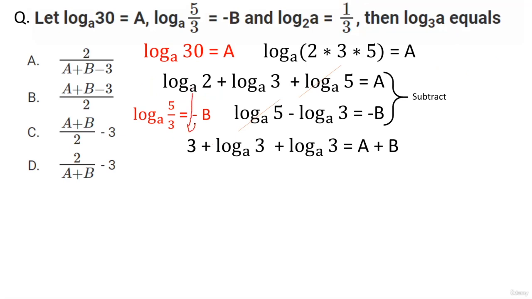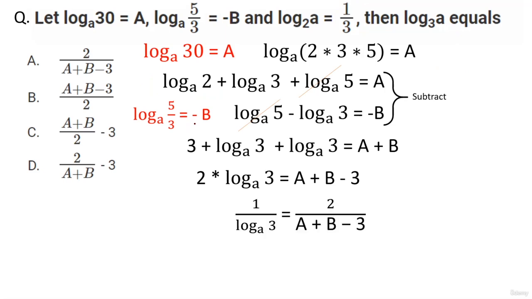So this will become 3 plus log 3 to the base a plus log 3 to the base a is equal to a plus b. Take 3 to the other side, so it will be 2 into log 3 to the base a is a plus b minus 3. That means 1 upon log 3 to the base a is 2 upon 1 plus b minus 3. And log of a to the base 3 will be 2 upon a plus b minus 3, which is the first option.